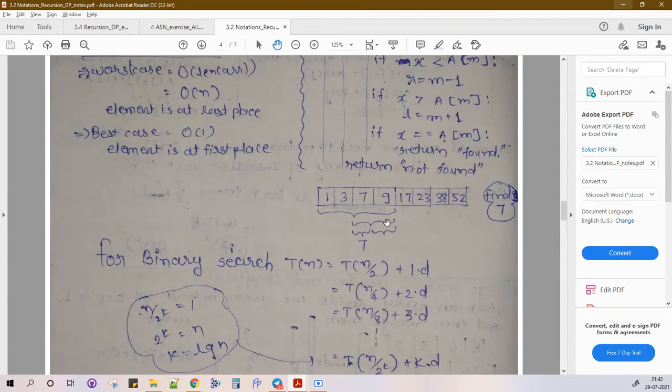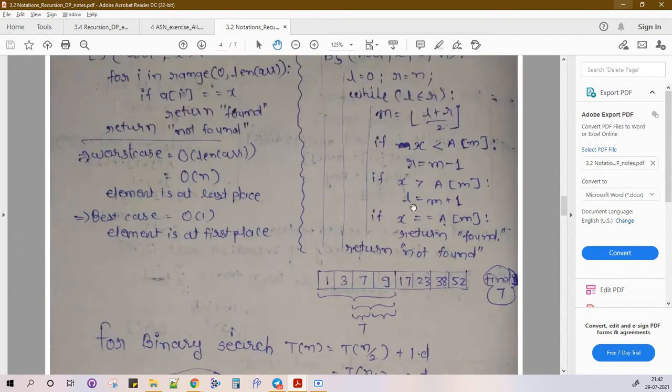And going to that half location is order of 1, right? Because you know the length of the array, just divide by 2, so you know the middle location. Again divide by 2, so you know the next middle location. And just add or subtract based on which side you want to go. If you want to go to the right side, just add n by 4. If you want to go to the left side, just subtract n by 4. Like this, R equal to m minus 1 or L equal to m plus 1, correct?